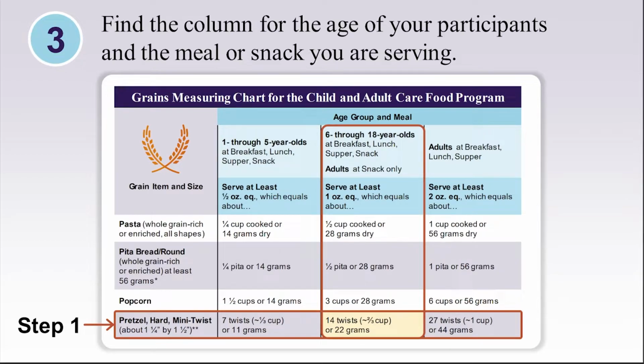Our last step was to find the age of our participants in the meal. We are serving 8-year-olds at snack, and 8-year-olds fall into the age group of 6 through 18-year-olds. We follow the 6 through 18-year-olds column down to the pretzel hard mini twist row. If you look at where the 6 through 18-year-olds column meets the pretzel row, it tells us that we need to serve 14 hard mini twist pretzels to meet the minimum amount of grains required at snack for this age group. Nice work, everybody.